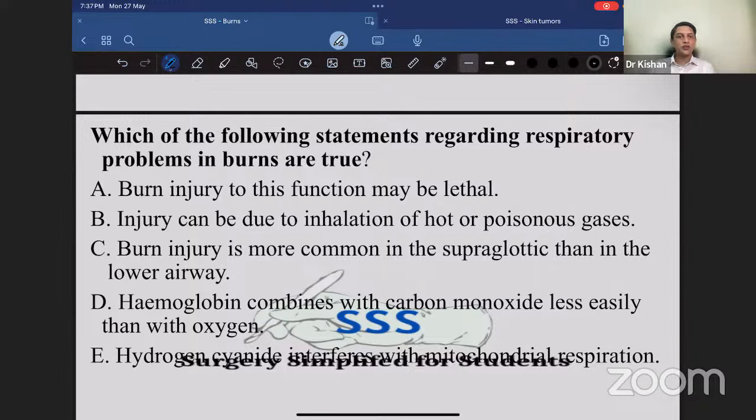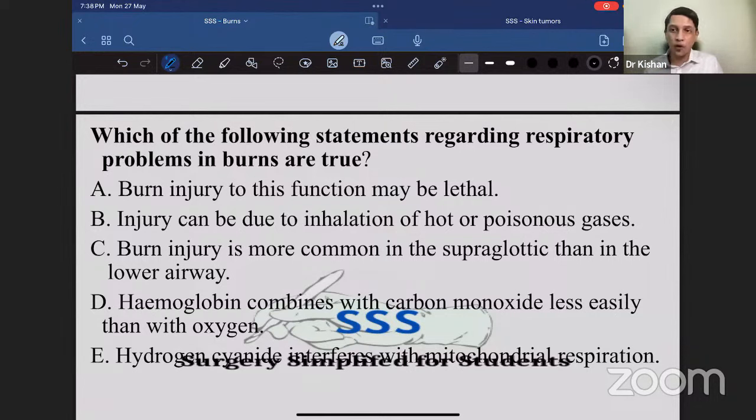The first one, burn injury to this function may be lethal. Is it not lethal? Yes, of course, it's lethal. Injury can be due to inhalation of hot or poisonous gases. That's correct. Burn injury is more common in the supraglottic than in the lower. No. It's inhalational burn. They enter mainly into the lower airway than the upper airway. So C is wrong. Hemoglobin combines with carbon monoxide less easily. No, more easily. They have high affinity, 240 times higher than the oxygen. So carbon monoxide readily mixes with the hemoglobin, and hydrogen cyanide definitely interferes.